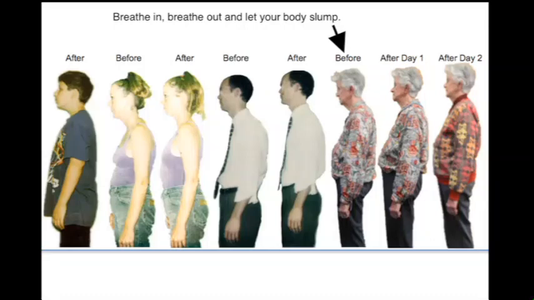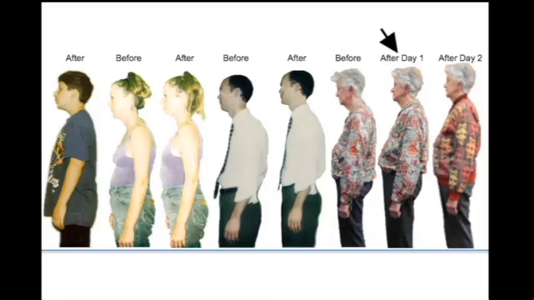Now, what you can't see, she's actually trying to hold herself up a little bit because she started to lean forward and fall also. Now, this picture is after day one. The doctor did the ABC protocol and stood her in front of the camera and said, breathe in, breathe out, relax, let your body slump.